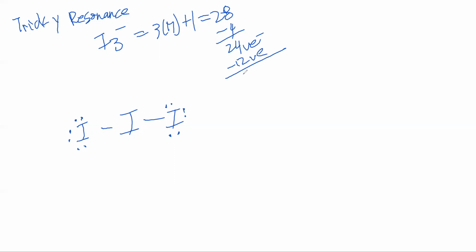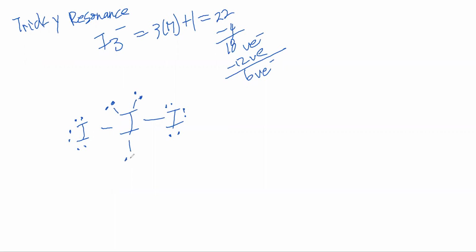Oh, sorry, not 28. That should be 22. I was wondering why my math was off. So we've used up 12 more of those, so we should have 8 left over. Oh, not 8, not even. My gosh, my math is so bad. All right, so we should have 18 valence electrons there. We should have 6 valence electrons left over. Now it's making more sense. And so we are going to put those on our central one.